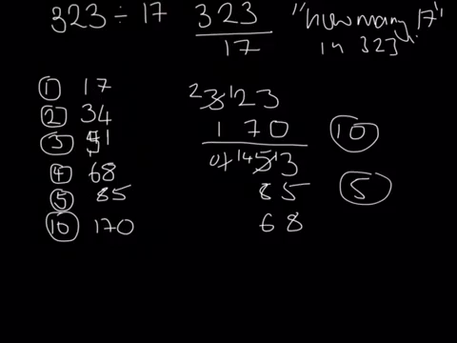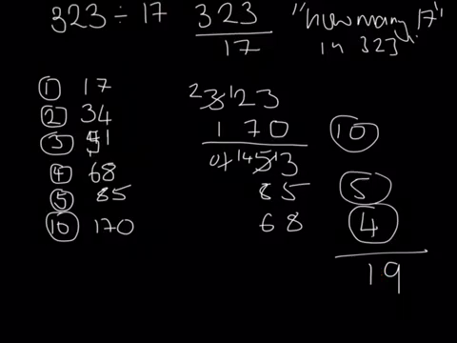68. How many 17s are there in 68? Let's look at my list down here. Whoa, 68 actually is there, and it is 4. So I know that is 4 lots. So there's my 4 there. So I now know I've used up all the numbers in the 323. It was 10 lots, 5 lots, and 4 lots, which makes a total, as Karis is telling me, of 19 lots. And there you go. How many 17s in 323? It's 19.